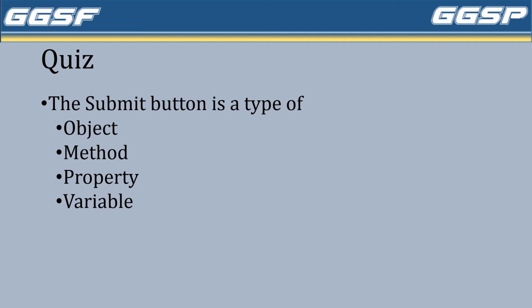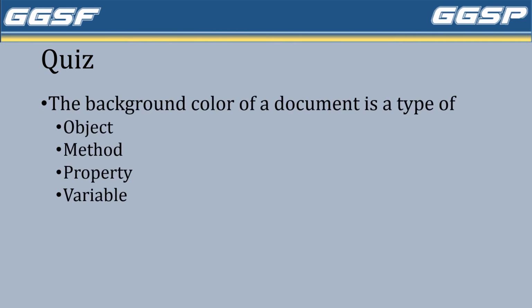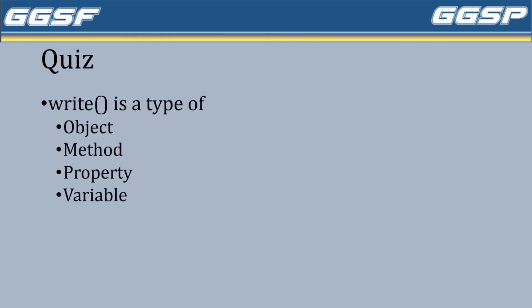The first question: the submit button is a type of object, method, property or variable? The second question: the background color of a document is a type of what? Object, method, property, variable. The next question in the quiz is, write round bracket is a type of what? Whether it is an object, method, property or variable. Think twice and then give your answer.